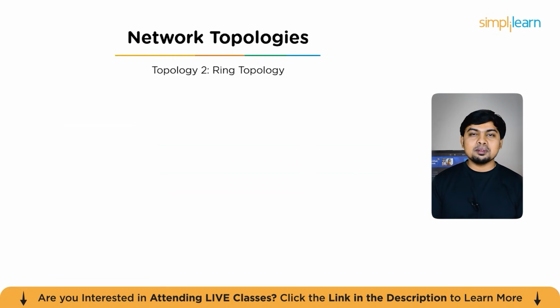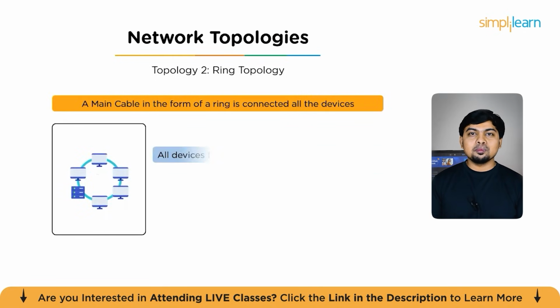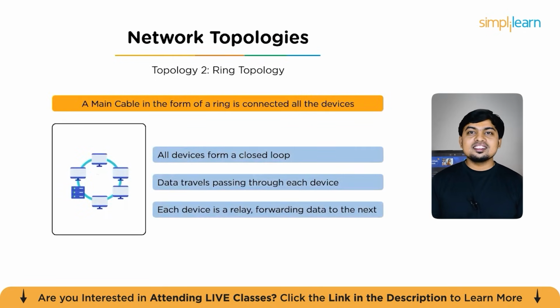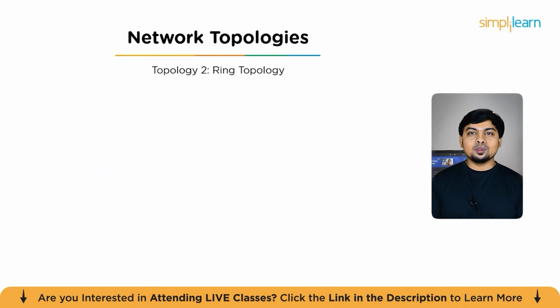Now comes the second type of topology, which is the ring topology. Picture a circular track where messages run through each station in a loop. That's the ring topology. How does it work? All devices form a closed loop. Data travels in one direction, passing through each device. Each device acts like a relay, forwarding the data to the next one.